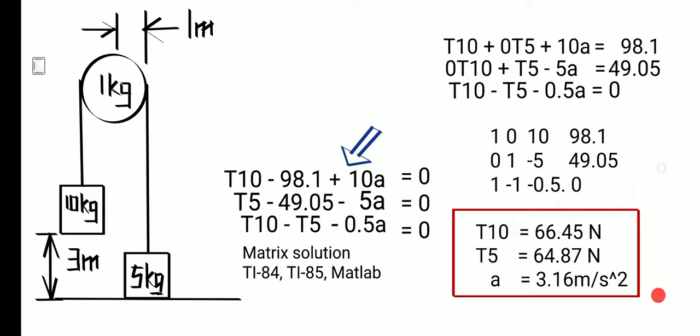But wait, we're not done. This happens a lot. You get into this mode of solving variables and you forget what they ask you for. They did not ask you for the tension on the 10 kilogram block, the 5 kilogram block, and acceleration. They asked you how long it took for the 10 kilogram block to reach the ground. Okay, I missed a lot of problems because I forgot what they were asking at the beginning, right?